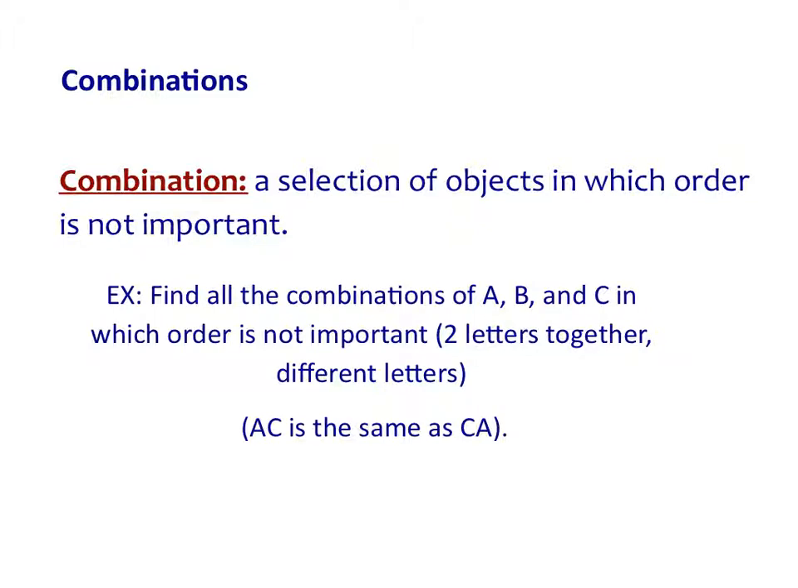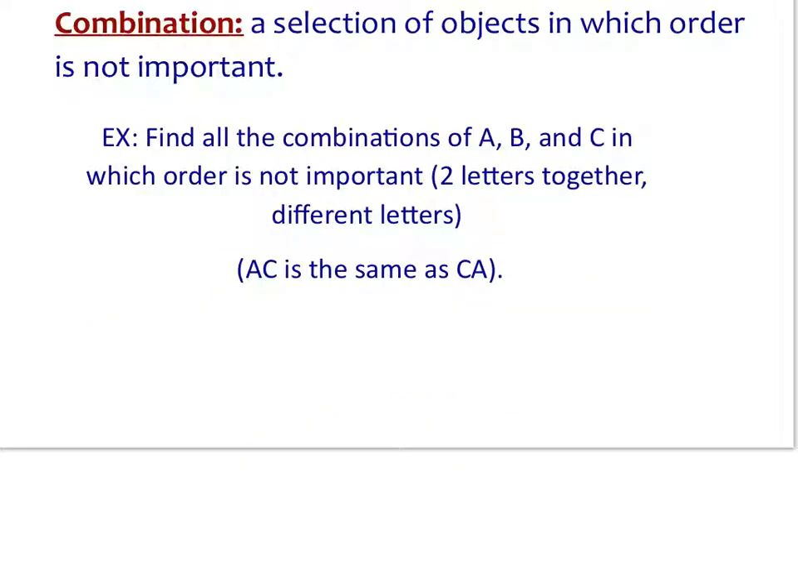Now we're going to take a look at a combination. A combination is a selection of objects in which order is not important. So whereas with permutation, order was important, now order is not important. So our first example we're going to look at is find all the combinations of A, B, and C in which order is not important. You want 2 letters together, but they need to be different letters. For example, AC is the same as CA. What are the choices you can come up with?